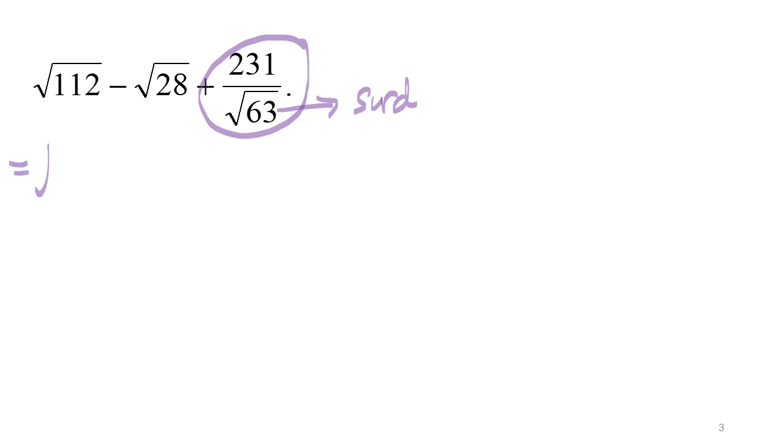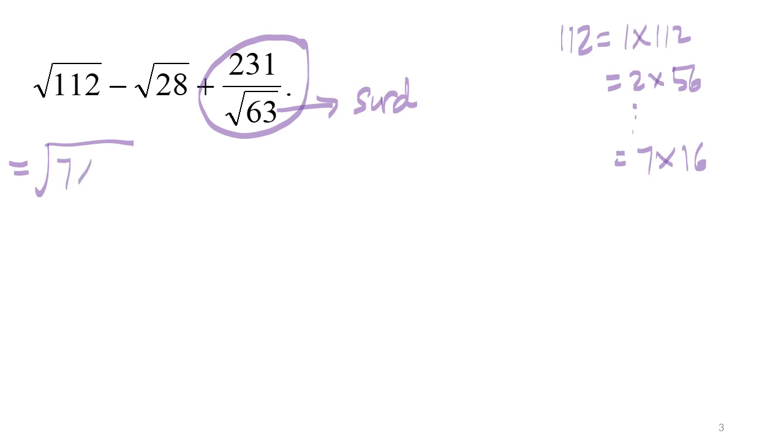So we can rewrite 112 as multiplication of a perfect square and another number. So we can list down the factors. 112 divided by 2 gives you 56. So none of them is a perfect square. 112 divided by 3, no. 112 divided by 4, no. 112 divided by 6, no. 112 divided by 7, yes. So we can try, and then finally we have 7 times 16. So 16 is a perfect square. So 112 we can write as 7 times 16.